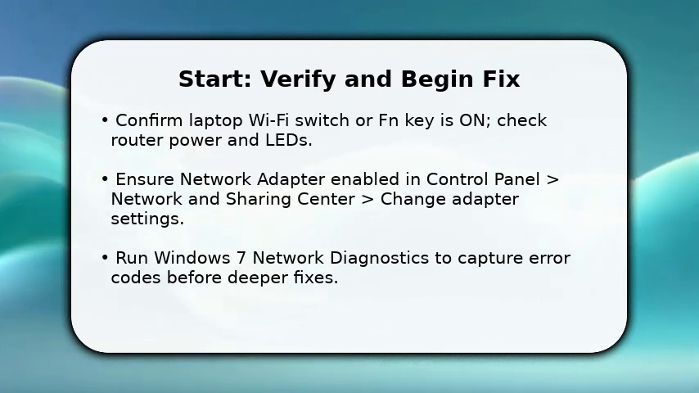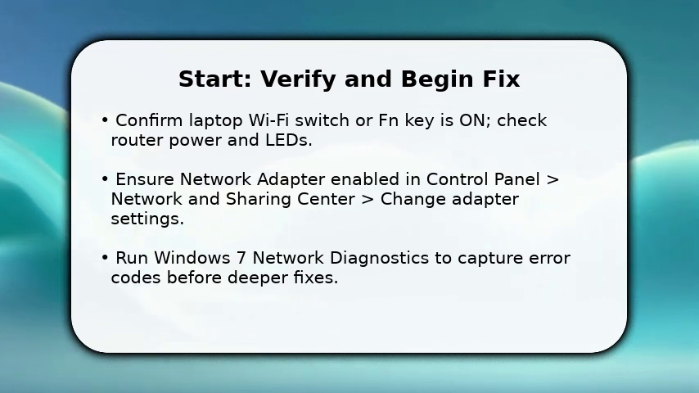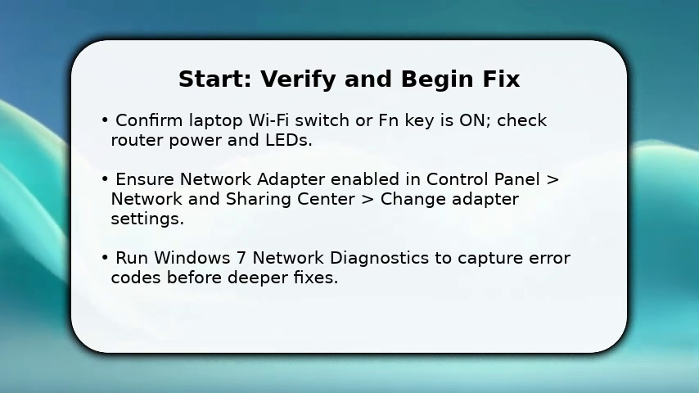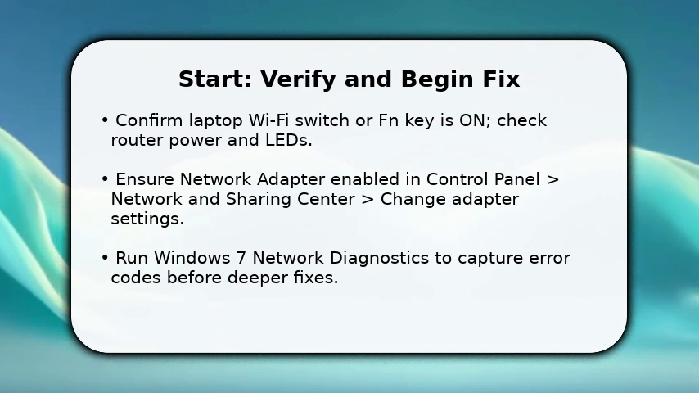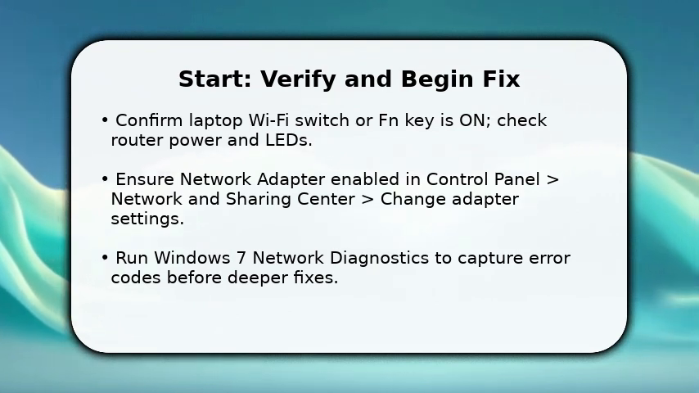Once done, open Control Panel to confirm the wireless adapter is enabled in Change Adapter Settings. Then launch Windows 7 Network Diagnostics so you capture an error message. This guides the next steps and prevents needless reinstalls.